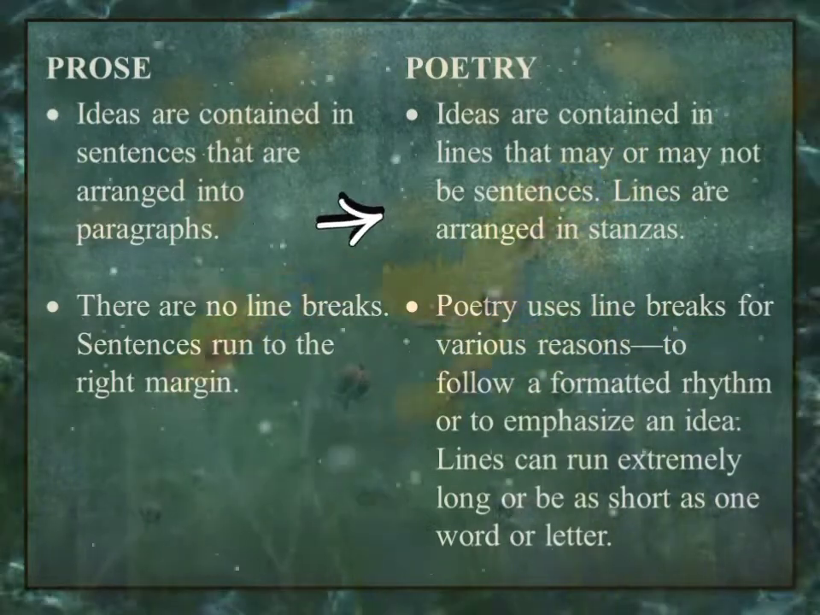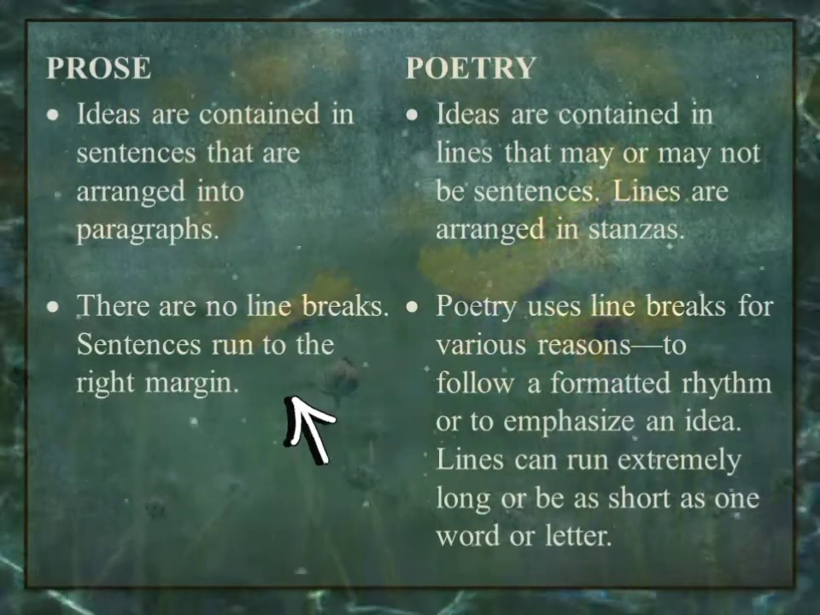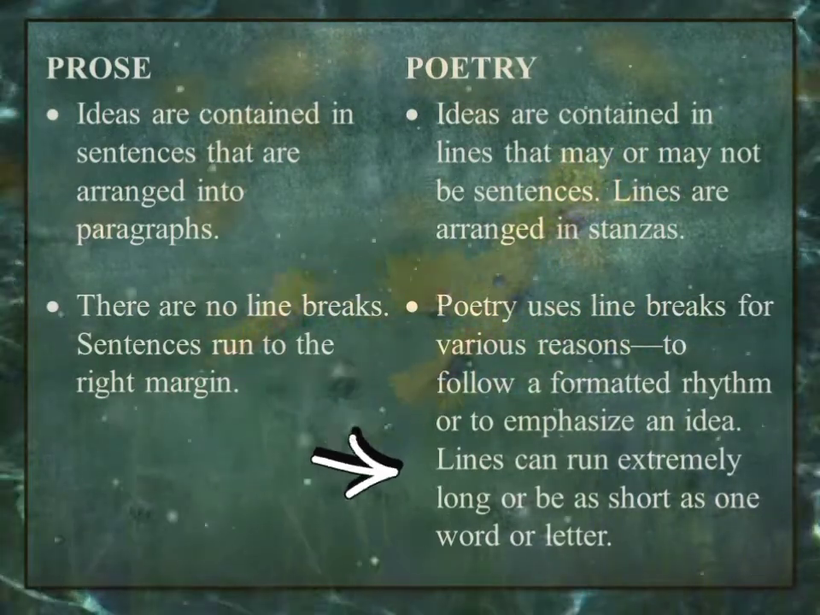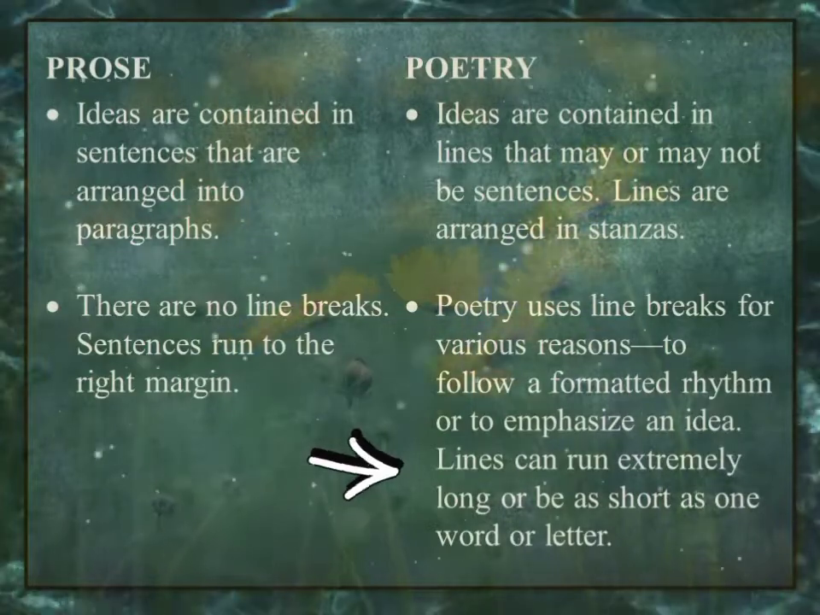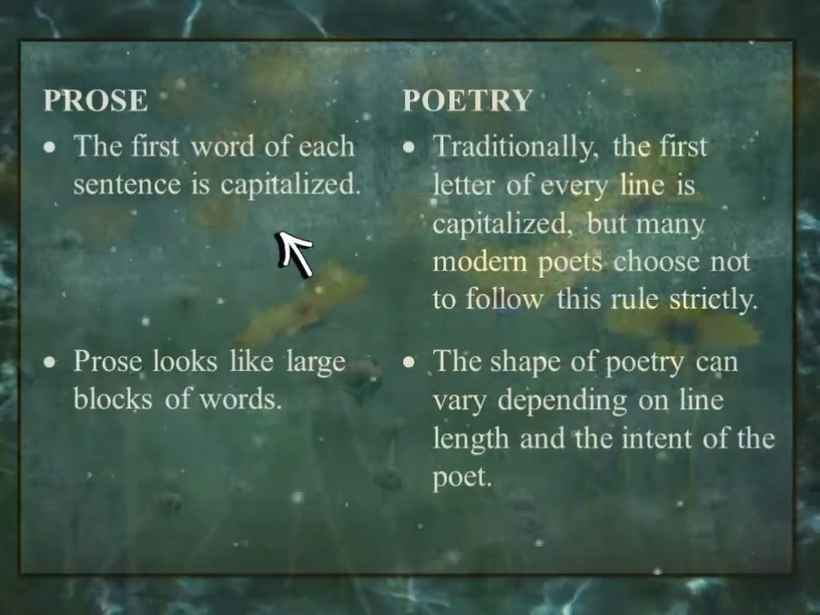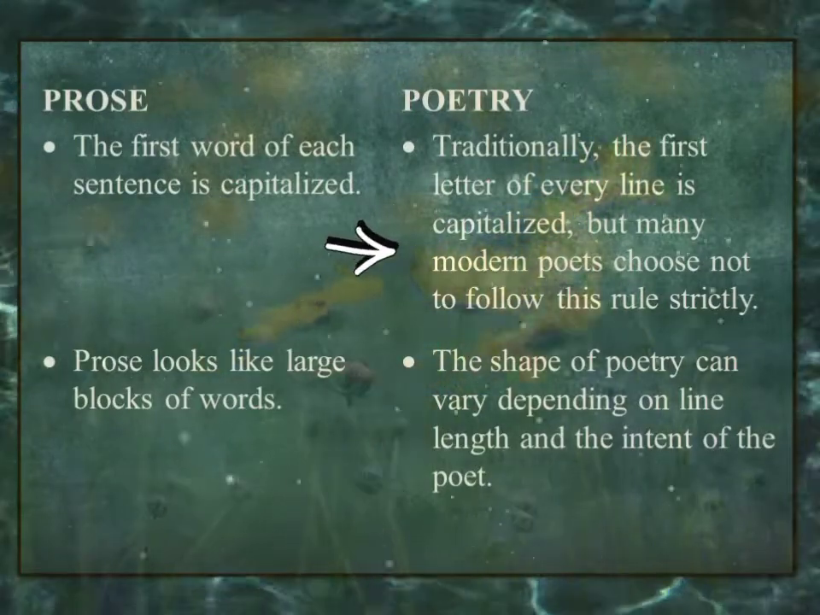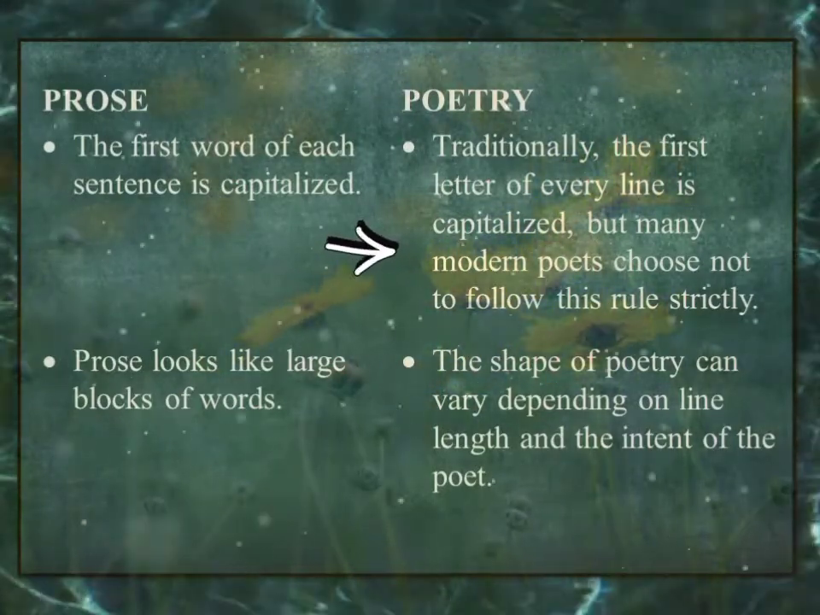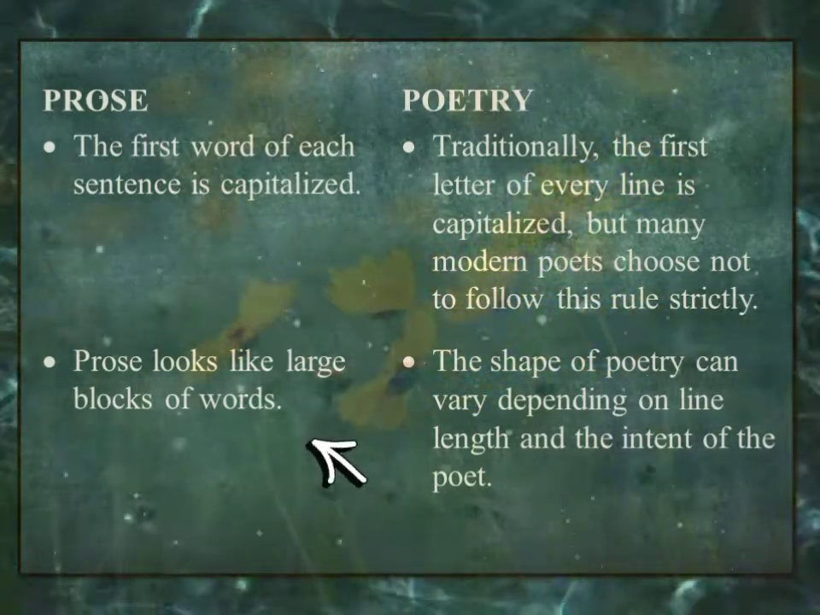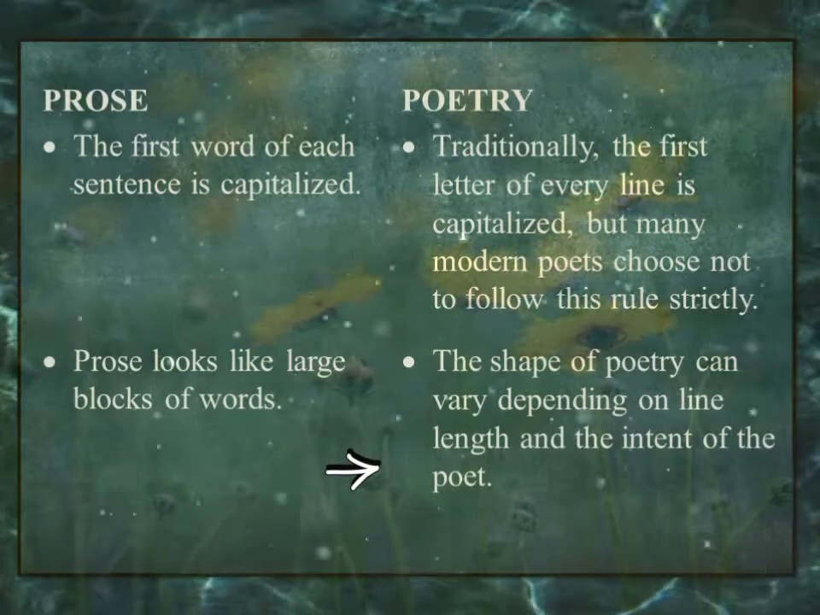Lines are arranged in stanzas. Prose. There are no line breaks. Sentences run to the right margin. Poetry. Poetry uses line breaks for various reasons, to follow a formatted rhythm or to emphasize an idea. Lines can run extremely long or be as short as one word or letter. Prose. The first word of each sentence is capitalized. Poetry. Traditionally, the first letter of every line is capitalized, but many modern poets choose not to follow this rule strictly. Prose. Prose looks like large blocks of words. Poetry. The shape of poetry can vary depending on line length and the intent of the poet.